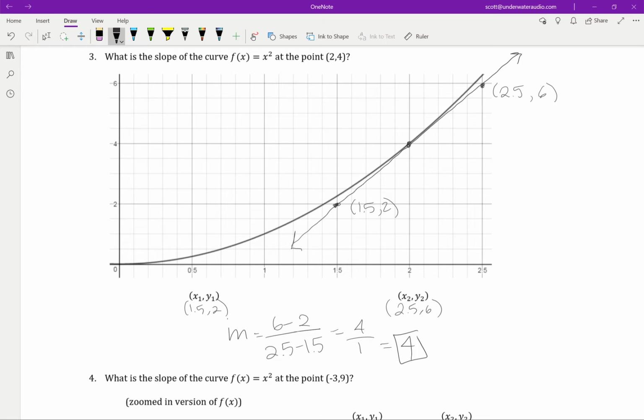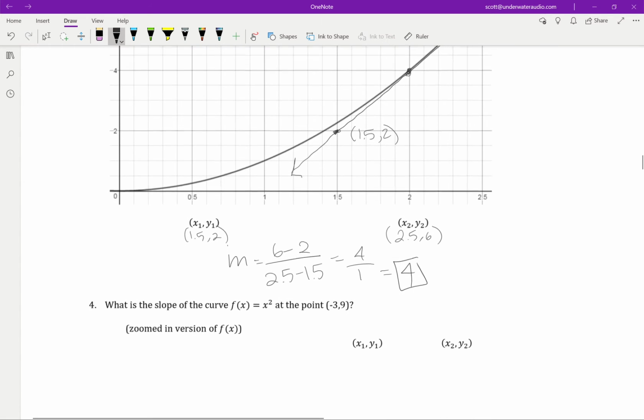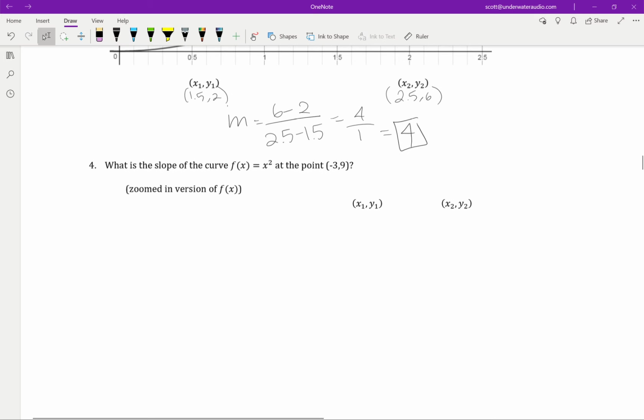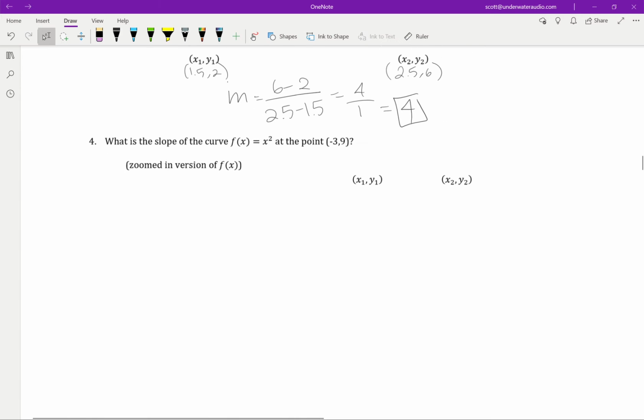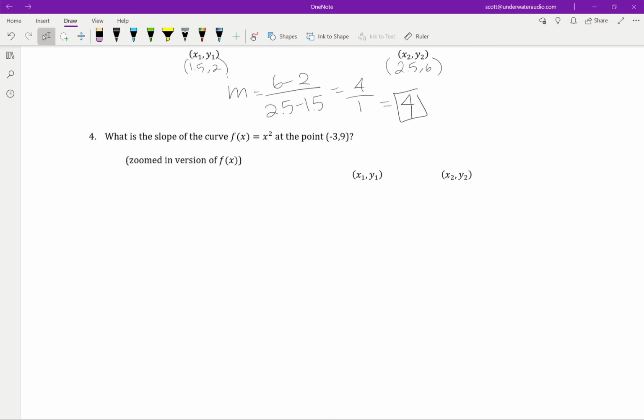Okay, so the hope is then that instead of worrying about this curve here, I worry about the tangent line, and the tangent line has a slope of 4 at that point, so the curve has a slope of 4 at that point. Okay, let's try another one just like it. So for number 4, what is the slope of the curve f of x equals x squared at the point -3, 9?